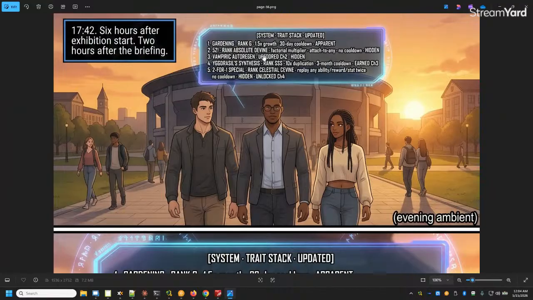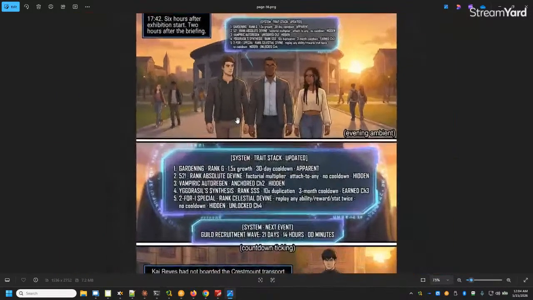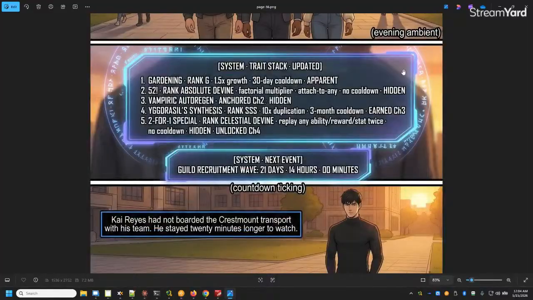30-day cooldown appearance. Factorial multiplier attached to any, no cooldown, hidden. Also hidden because he got that from the plant. And then this ability he got from the boss right in chapter 3. And our 2-for-1 special, his other hidden trait. And this is an echo.